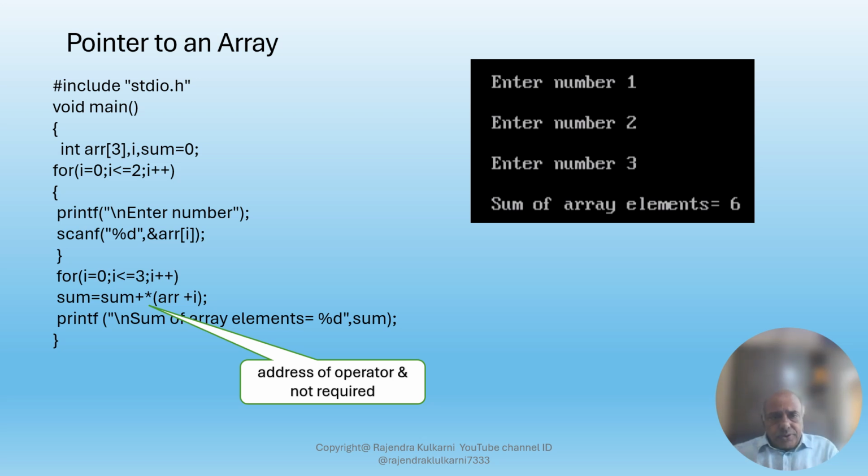Where is the pointer here? We have not declared any pointer, but what the C compiler does is it assigns the address of the 0th element to the array's name. So arr is the name of the array, and arr is also a pointer to the 0th element of the array.